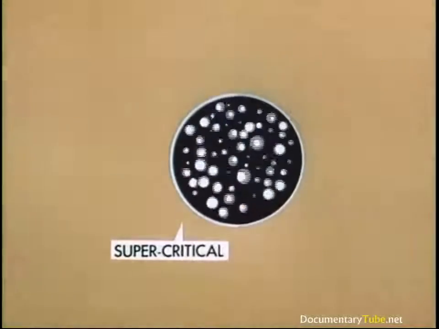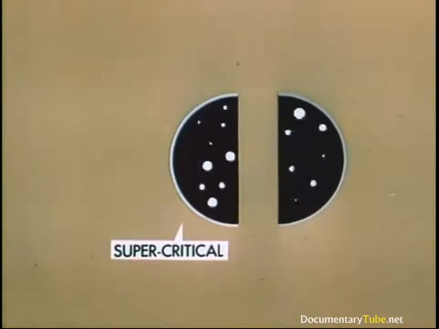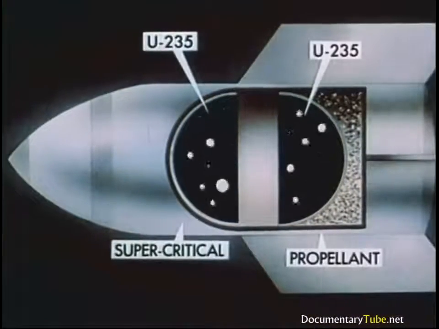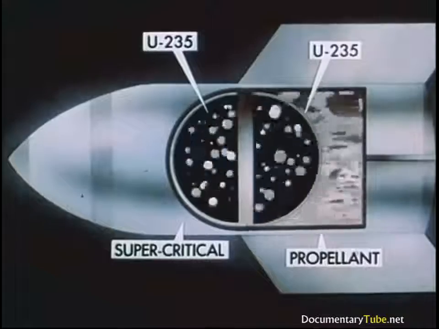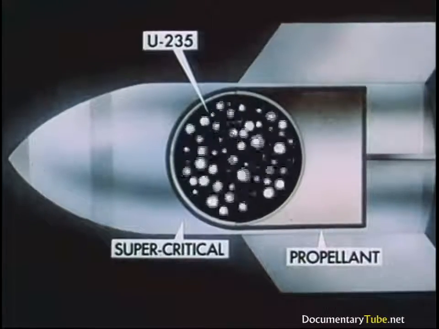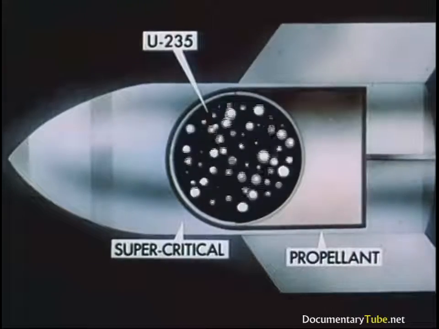We must keep our supercritical mass divided into subcritical parts until the proper time. When the explosion is desired, the parts are brought together quickly and kept together long enough for a great number of fissions to occur. The time for our bomb to explode is less than a millionth of a second.